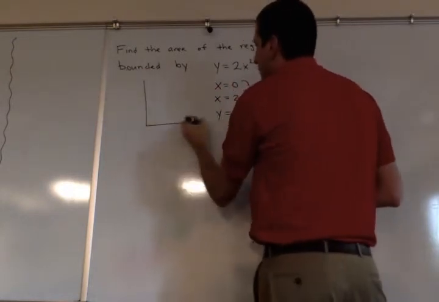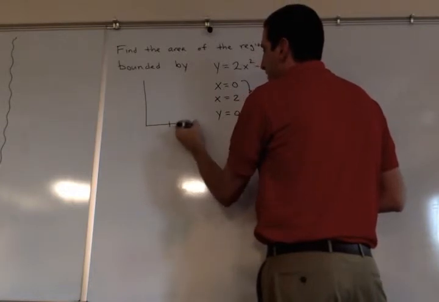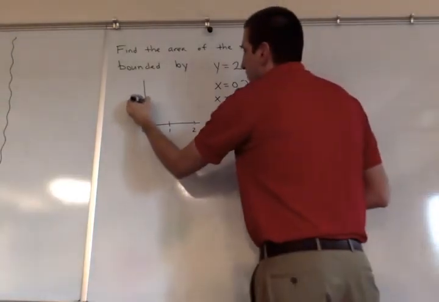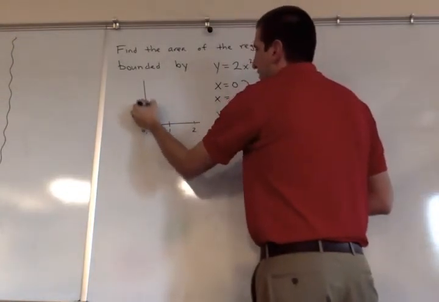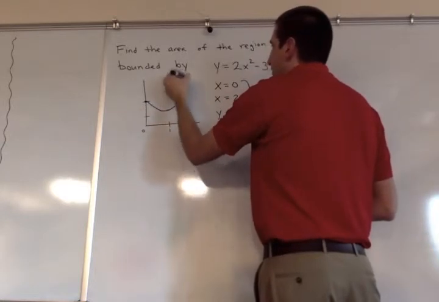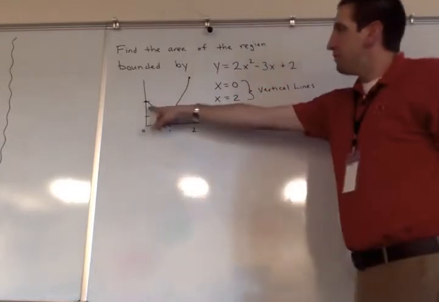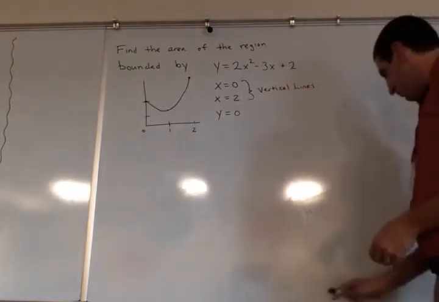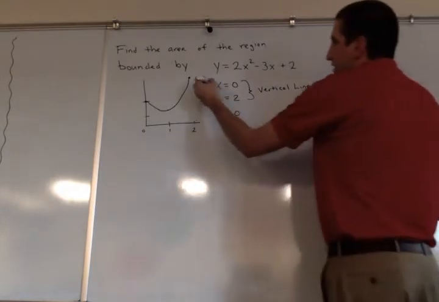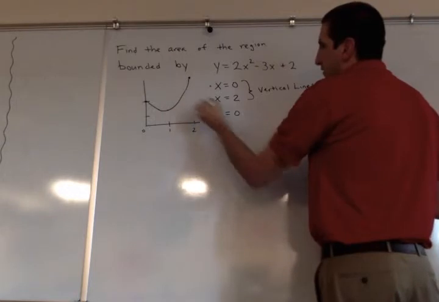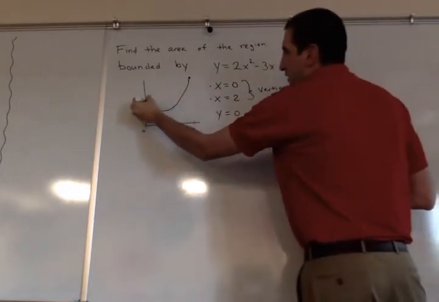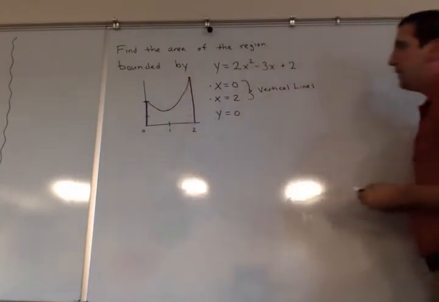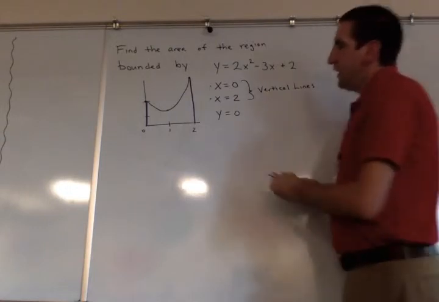I'm just going to draw a quadrant 1 graph because that's where we're working for this example. So we have 0, 1, and 2. And again, this is just a sketch of what this would look like. But that black curve here would be this curve y equals 2x squared minus 3x plus 2. I'm going to draw these in purple. Hopefully you can tell the difference. These would be vertical lines at x equals 0, right on the y-axis, and at x equals 2. And then finally, y equals 0 would just be the x-axis.